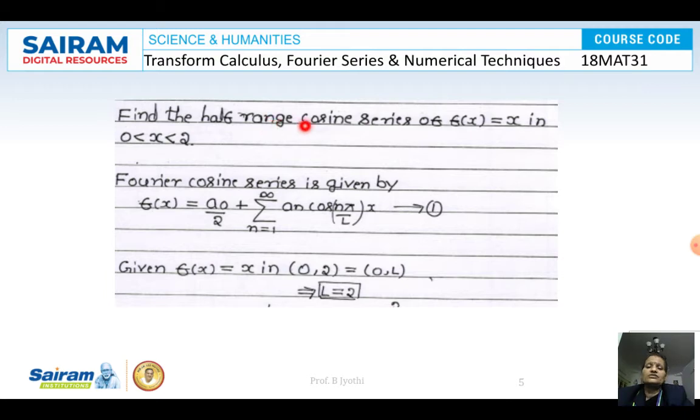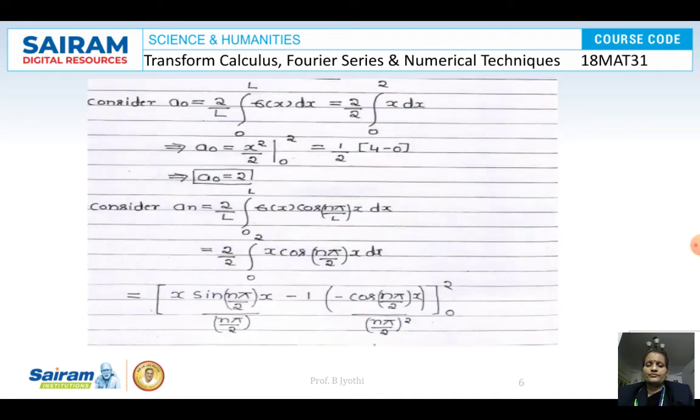Now let us look into another problem, on the cosine series. Find the half-range cosine series of f of x equals x in the interval 0 to 2. The solution: the Fourier cosine series is given by f of x equals a0 by 2 plus sigma an cos n pi by L of x. Let us call this equation 1. So f of x is given by x in the interval 0 to 2, which is 0 to L. When equated to the interval, we get L equals 2.